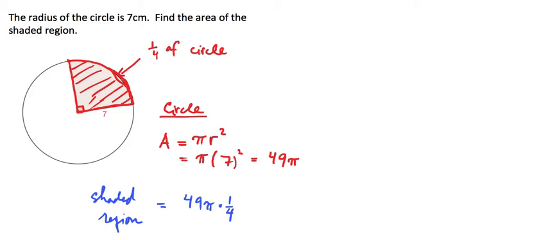And this gives us an answer of 38.485. Of course, this is an approximation because with pi, we're never going to get an exact value. And our units here are in centimeters squared.